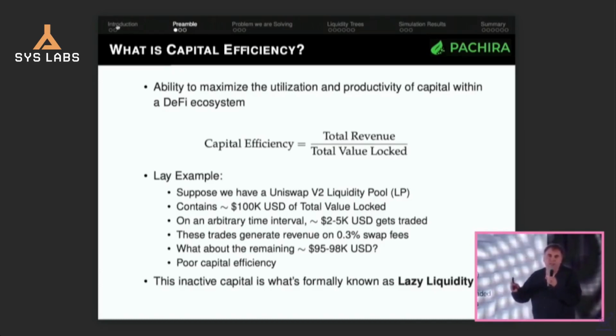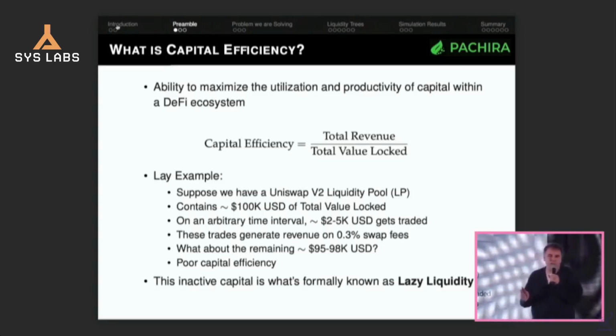So that $2,000 to $5,000 is earning revenue. Well, the question is what about that other $95,000 to $98,000? That's just sitting there idle. So that's what's formally known as lazy liquidity. And then the example I outlined, that's what we call poor capital efficiency.